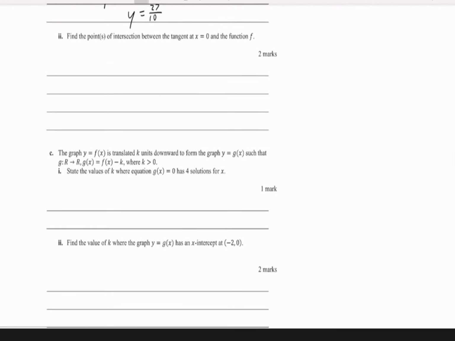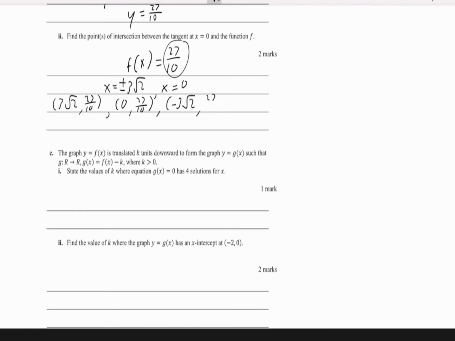For this question, to find the point of intersection, you would just equate f of x to 27 on 10. And when you solve that, you get x equals plus or minus 3 root 2, comma, x equals 0. Therefore, the points of intersection are 3 root 2, 27 on 10, because the y value in each of these coordinates is 27 on 10, because you can just get it from here. 0, comma, 27 on 10, and negative 3 root 2, 27 on 10.